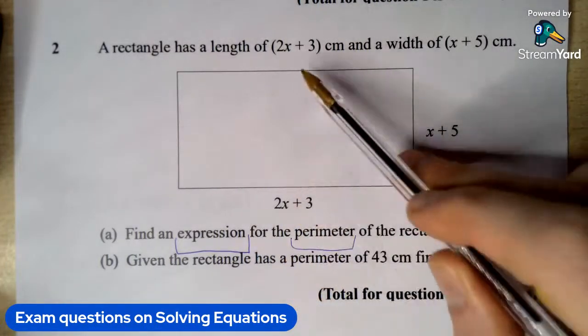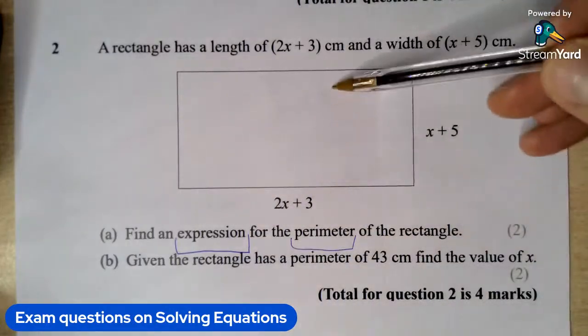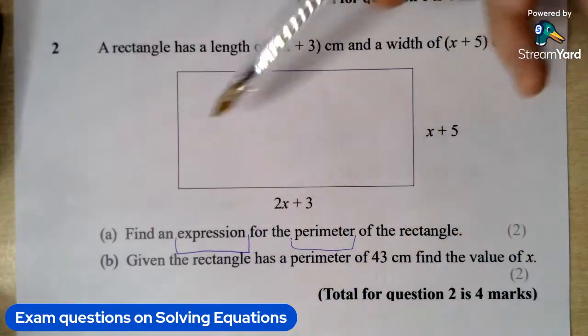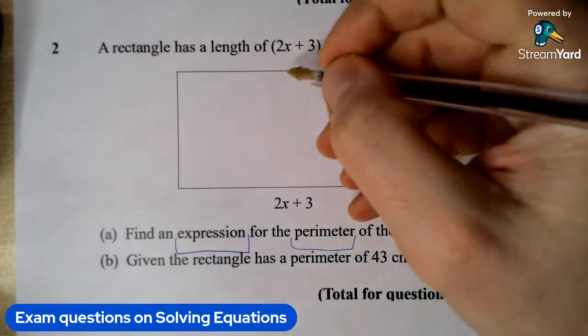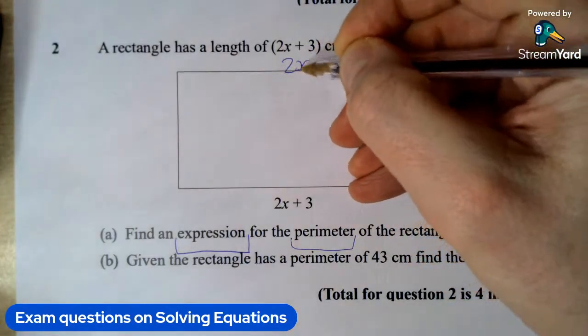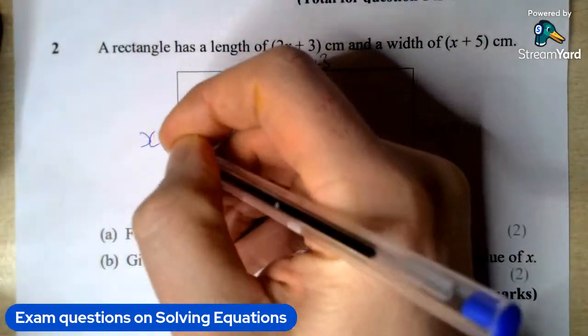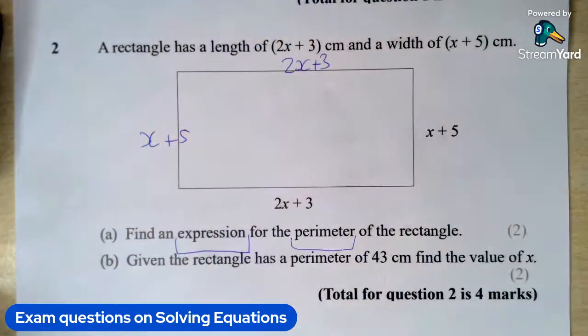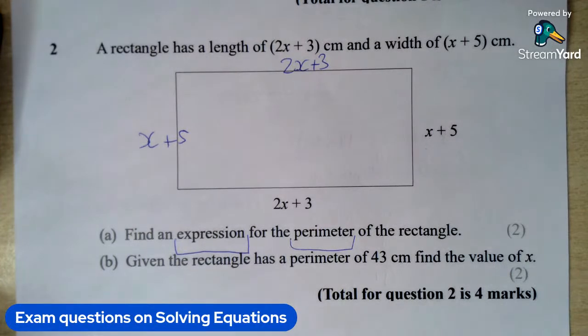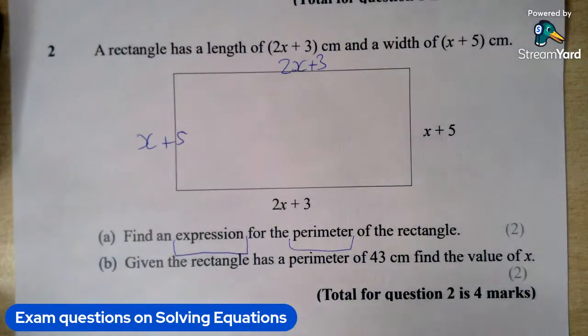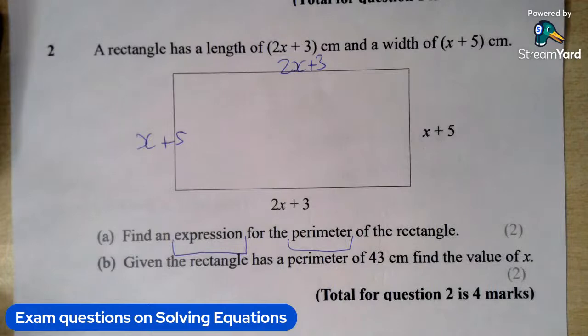So then I'm going to put the value, because in a rectangle, these two sides are the same length and these two sides are also the same length. So I'm going to put 2x plus 3 there. I'm going to put x plus 5 there. You probably won't get any marks for this yet in an exam, but it'll help you out and it might jog your memory on how to solve these problems.